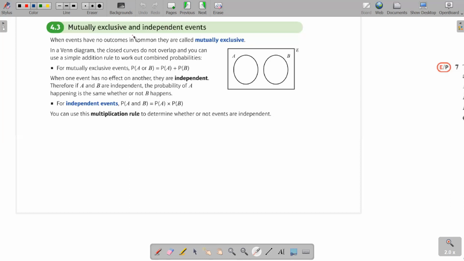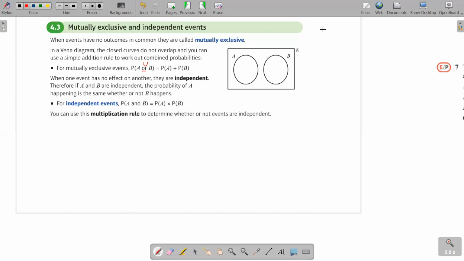But over here, when the circles don't overlap, when there is no intersection, such events are called mutually exclusive. In a Venn diagram, the closed curves do not overlap, and you can use a simple addition rule to work out the combined probability. If you want to work out the probability of A or B, "or" means you're okay with any of them. As I told you previously, there is the "or" operator and the "and" operator. Or means we are okay with both of them.